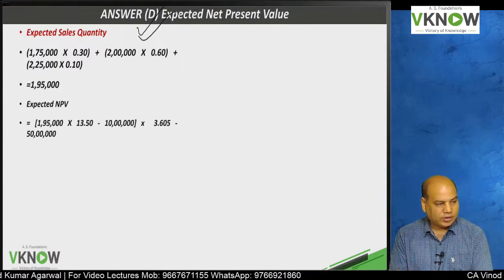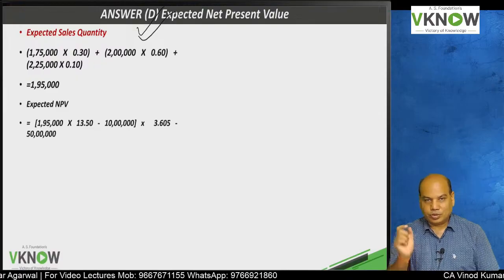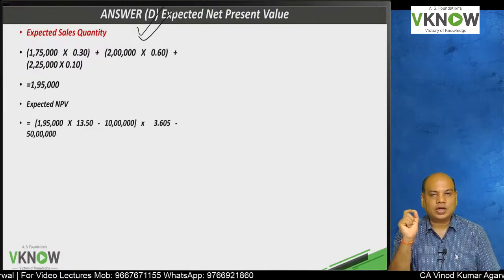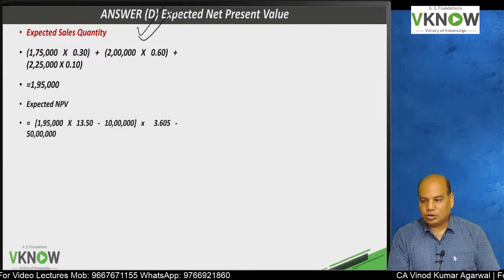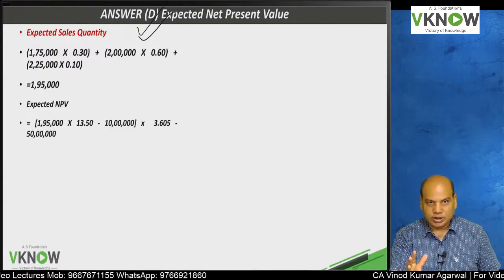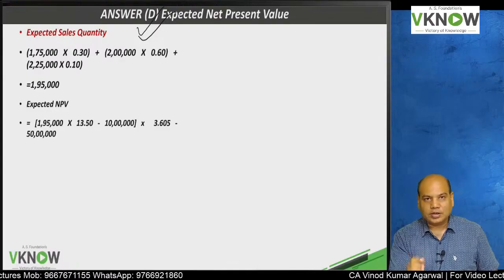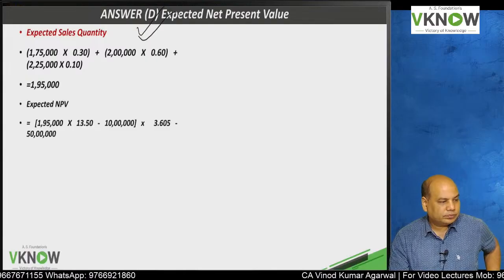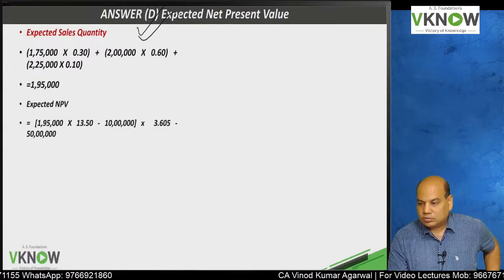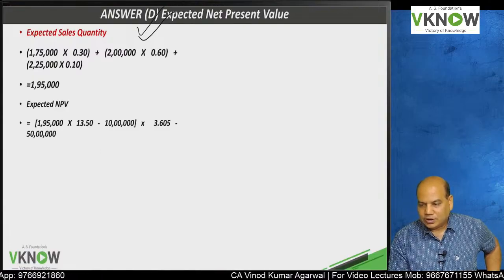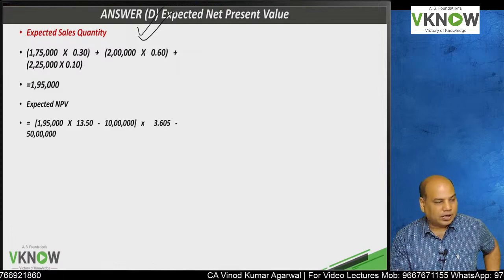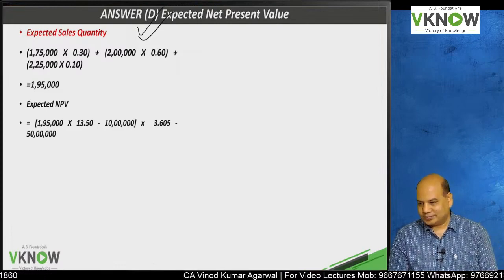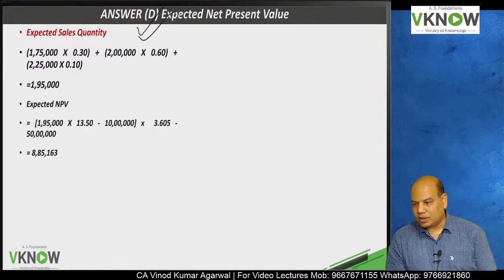Very good, Divya. Go ahead. Compute NPV. Quantity expected is 1,95,000 into contribution 13.50 minus fixed cost 10 lakh into PV factor 3.605. Solve. Minus 50 lakh initial investment. Please reply a little fast.